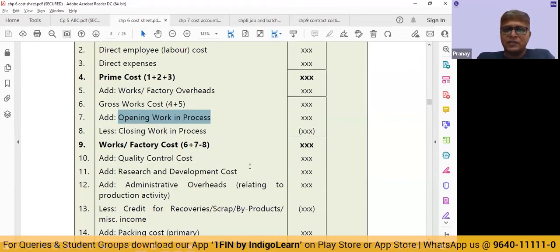Now, when we talk about these items, let's say quality control. Usually, quality inspection we do after the goods are produced and before they are sent out to the customers, before the sale is made. All right. So it is usually for the completed units. That is why we are adding this only after adjusting WIP.